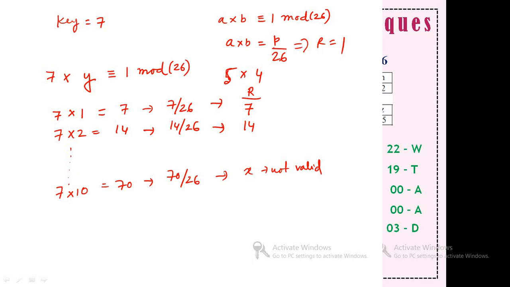But if you go on, can you tell me what can be the nearest integer value that you can consider? 11. 15. So I'll take 11 first. 77 divided by 26. Remainder?